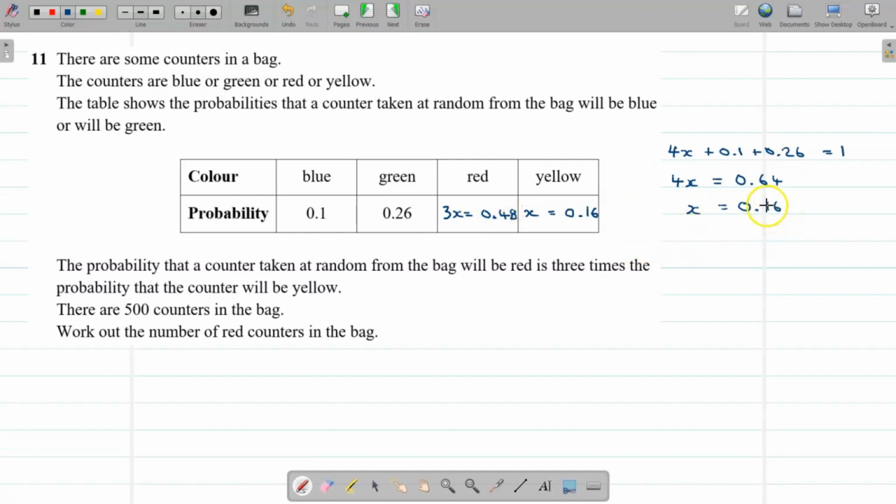Now the question is asking us how many counters are red. Well, if there's 500 in the bag, we just need 500 times that probability, which is 0.48. And that comes to exactly 240. And that's the answer to the question.